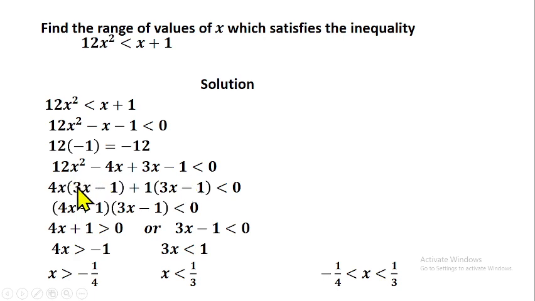So let's continue. If you factorize this, 4x is common to this and this: 4x into 3x minus 1. Then plus 1 is common to this one and this one: plus 1 into 3x minus 1, less than 0. Bring this one and this one together, and you have 4x plus 1 into 3x minus 1 less than 0.